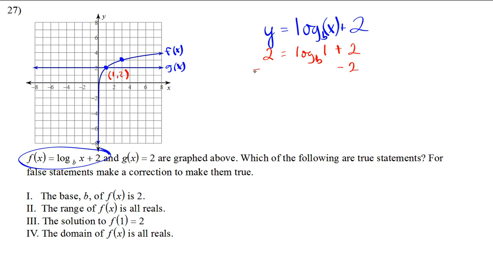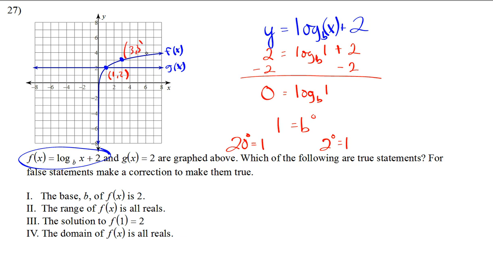Then we subtract 2 from both sides. We get 0 equals log base b of 1. If we switch forms, we get b to the 0 equals 1. Okay, well, what to the 0 equals 1? Anything. If I do 2 to the 0, that's 1. If I do 20 to the 0, that's 1. So how can I know which base I'm dealing with? Let's try a different point. This one up here, 3, 3. See if that one helps us a little more.